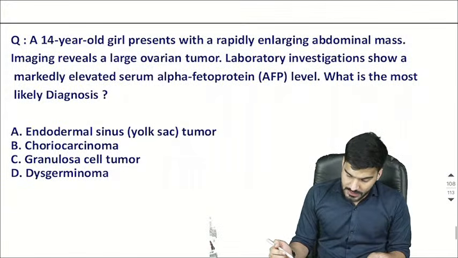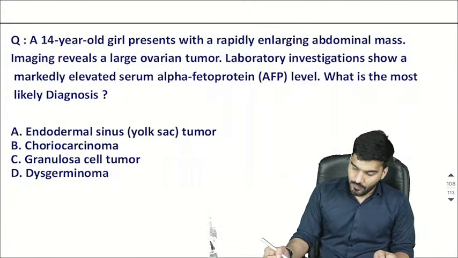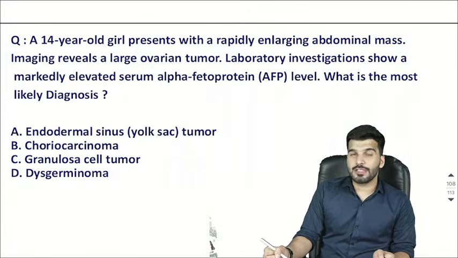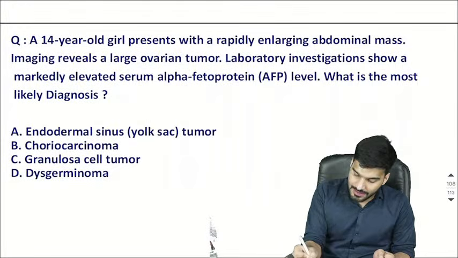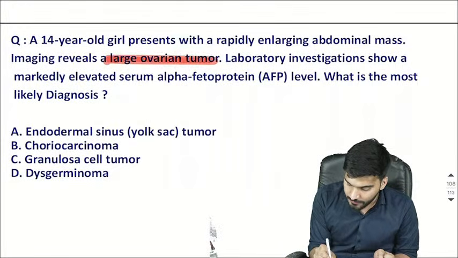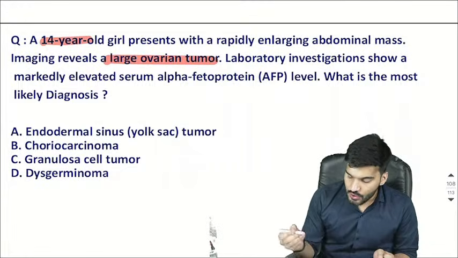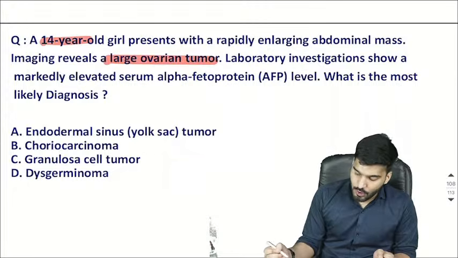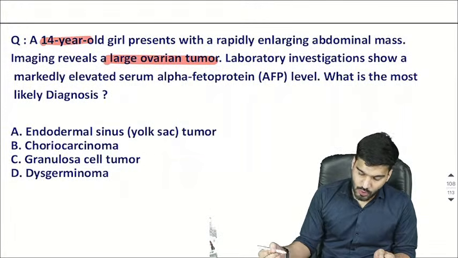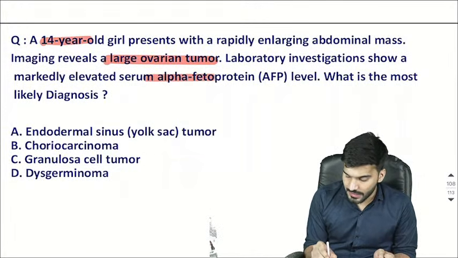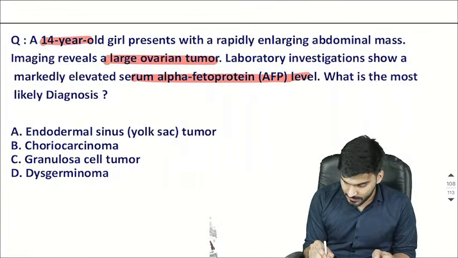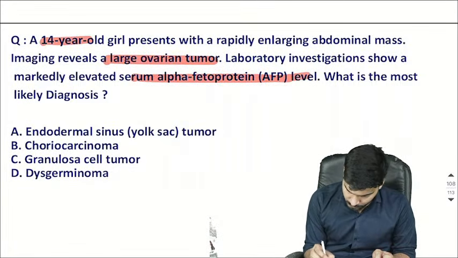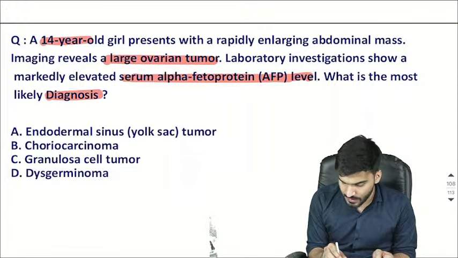A 14-year-old girl with a rapidly enlarging abdominal mass. Imaging revealed that there is a large ovarian tumor. So first thing, a 14-year-old girl is having an abdominal mass, a large ovarian tumor. The lab investigations show markedly elevated serum alpha fetoprotein levels. Now alpha fetoprotein levels are raised. What is your most likely diagnosis?